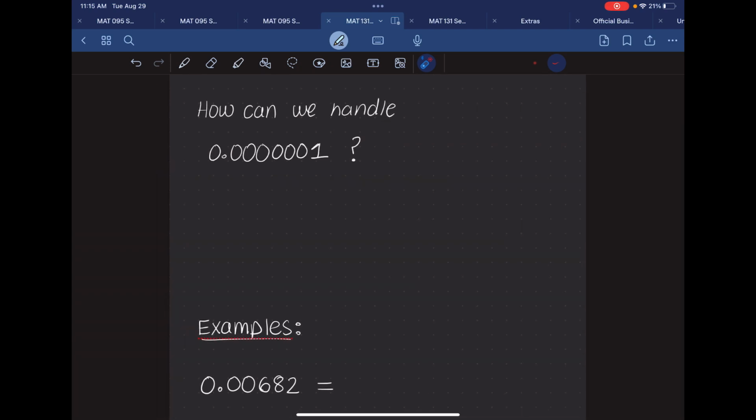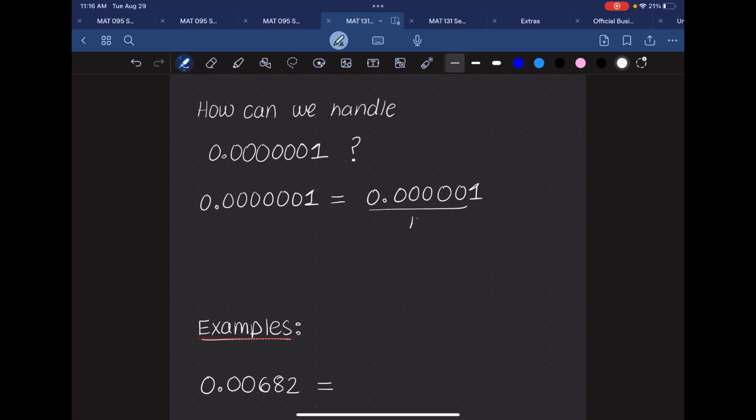All right, what about if we have something like 0.00000001? I want you to keep in mind that the way that we moved the decimal point to the left was by basically dividing out by 10. So notice that 0.00000001 is the same as 0.000001 divided by 10, right?